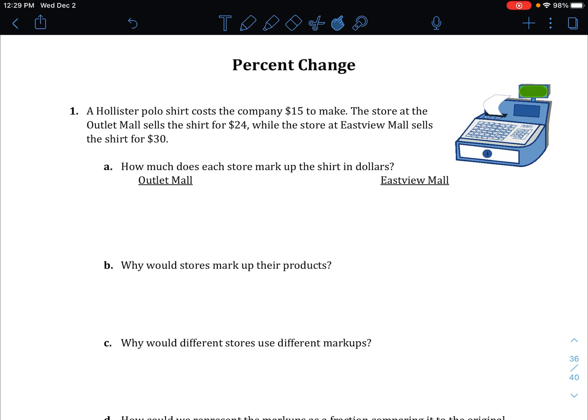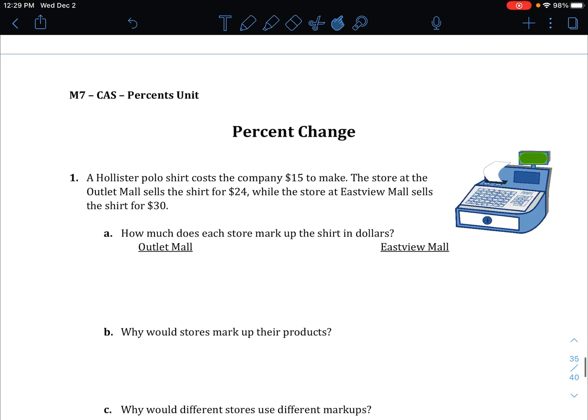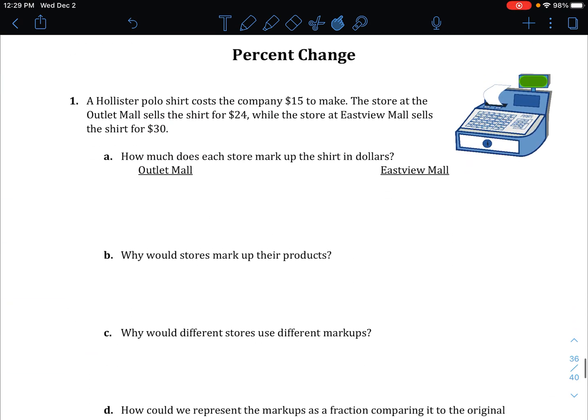So what you're going to do next is page 36. You're going to start this on your own, and then I'm going to walk you through the beginning of the next page 37. So go ahead and you can pause this Edpuzzle right now and complete this page 36, and then we'll pick up with the next part on page 37.